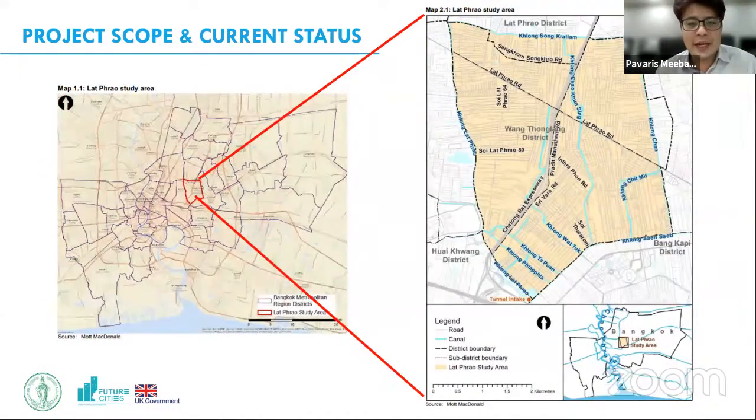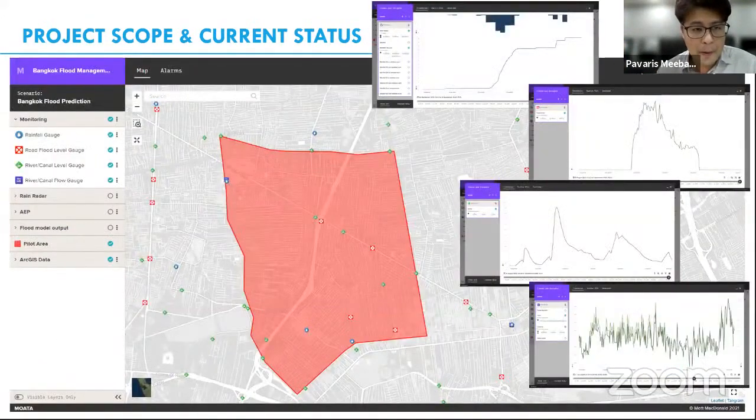Project scope and current status. From this map is the Lat Phrao study area. It is located in the inner east of Chao Phraya River and has an area of approximately 17 square kilometers. Next slide, please. This is the SS application of Moata platform. It shows flood monitoring data system, and the red that you see is the Lat Phrao study area. Next slide, please.